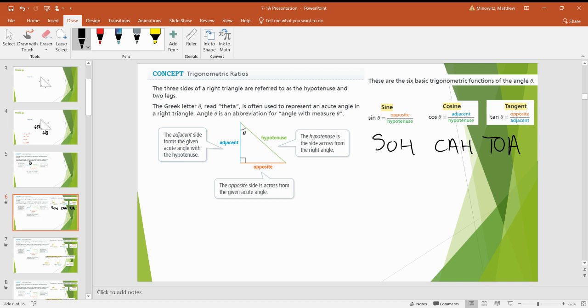Sine equals the opposite over the hypotenuse. The cosine of the angle equals the adjacent over the hypotenuse. The tangent of the angle equals the opposite over the adjacent. Now, that's going to be extremely helpful when we set up equations, when we solve equations, or when we're just looking for ratios.